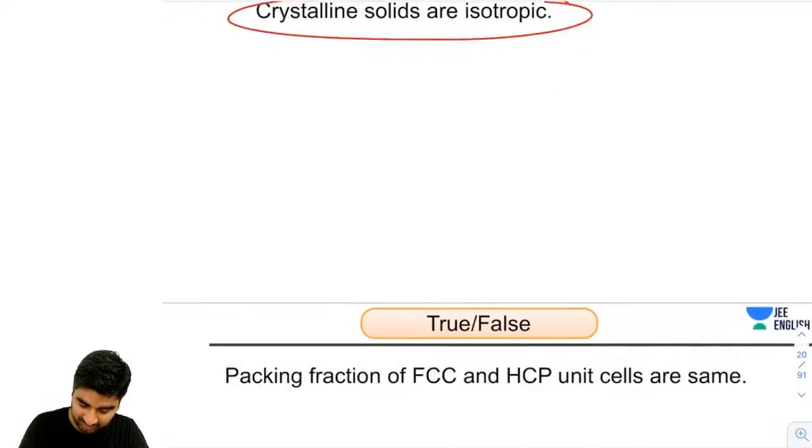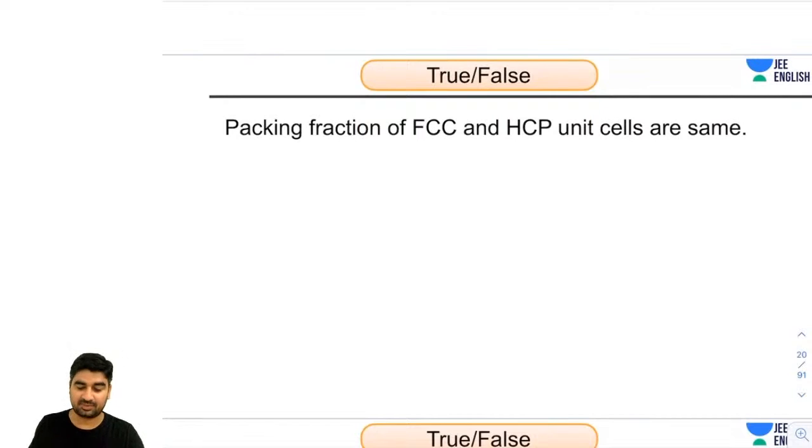Now let's move to the next point. Yes, tell me: the packing fractions of FCC and HCP unit cells are the same. Is it true or false? Just tell me, guys. Yes, guys, solve it. Be fast. Very important, guys. These are very important problems.